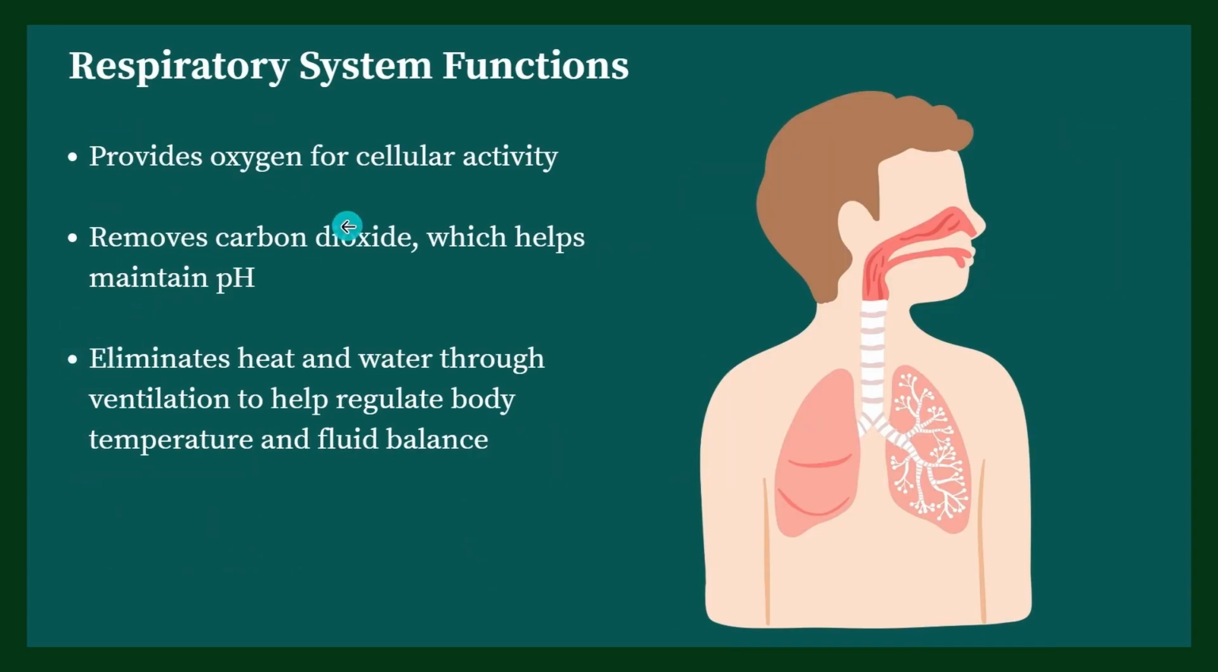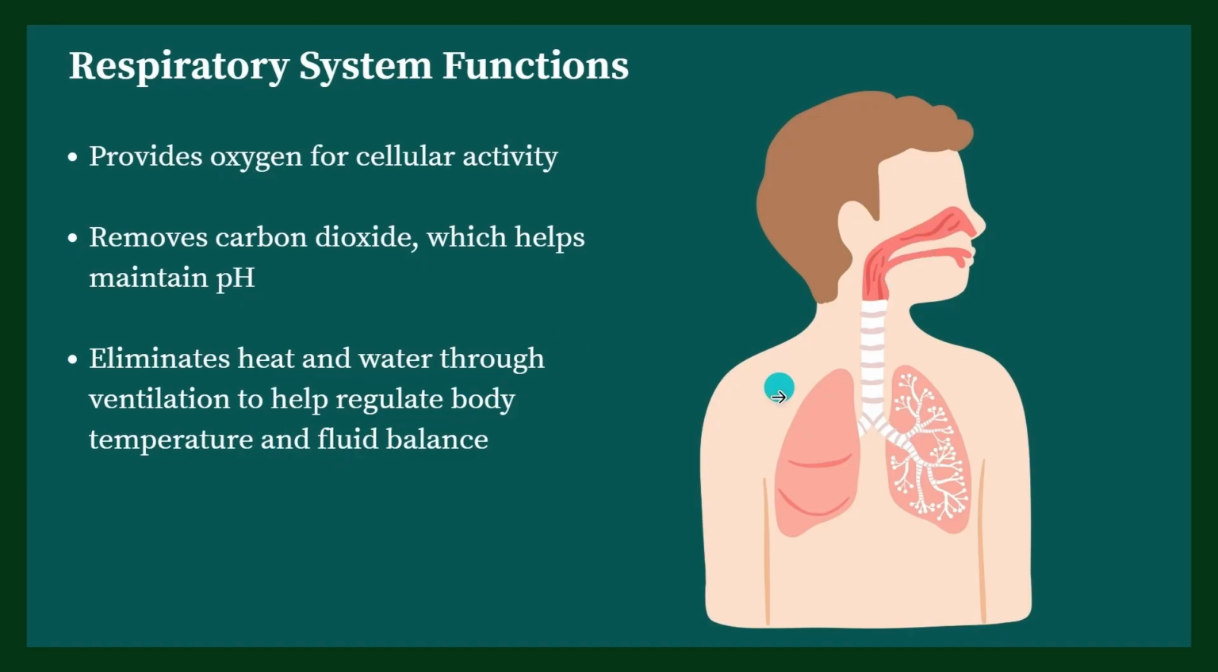Okay, so respiratory system functions. It, of course, provides oxygen for cellular activity. So all of our cells depend on oxygen to run the right way. Now, it also produces carbon dioxide, which helps to maintain the pH. That's the acidic balance of our bodies, because having too much carbon dioxide will change the ionic level in our bodies. And then also it eliminates heat and water through ventilation.